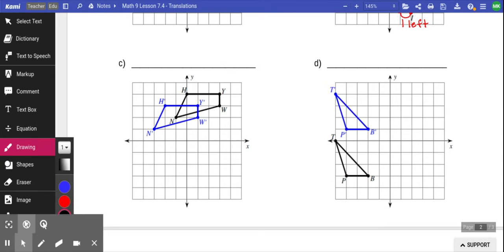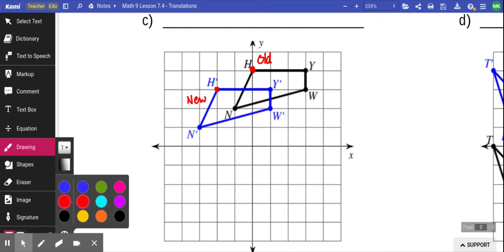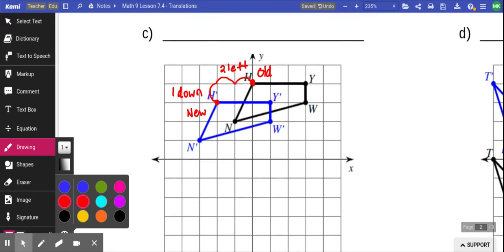All right, so hopefully you tried that. For C, the first thing is to recognize which one's the new and which one's the old. I started at H, so that's my old one. And then my H prime is my new one. It went 1, 2 to the left, and then it went 1 down. The way we represent that is by saying take your X's and Y's. 2 left means take all X values and subtract 2. 1 down means take all Y values, subtract 1. And that's my mapping notation.